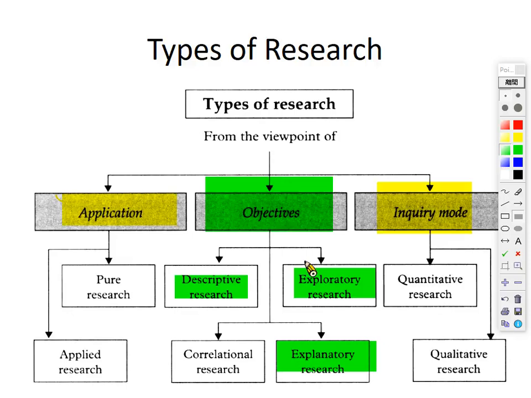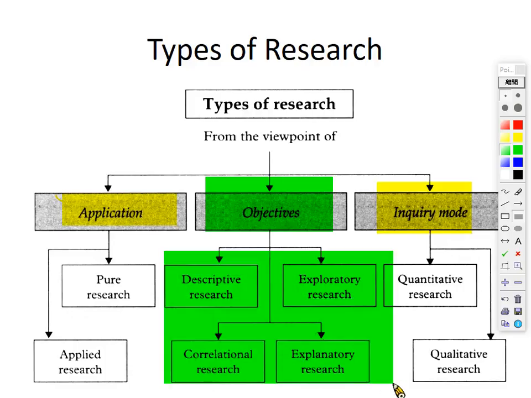And if you try to explain, to find why this is the case, you are going to use explanatory research. So, starting from the viewpoint of objectives, we can have 4 types. The first is to describe, descriptive research, then exploratory, correlation, or explanatory.